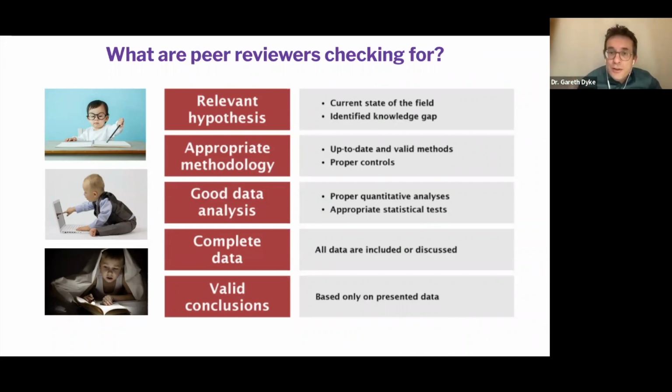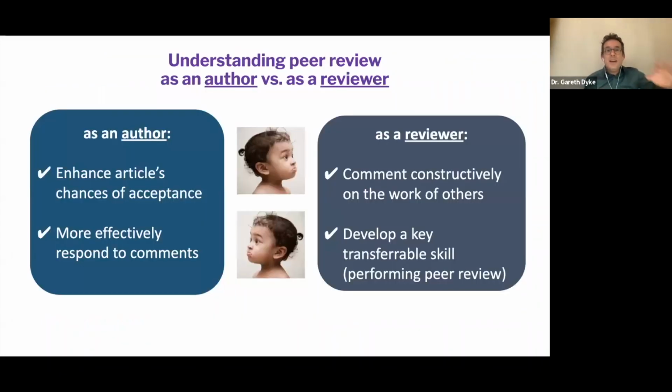Are your analyses appropriate? Are your methodologies up to date? Do you have proper controls? And are your conclusions valid? Lots of journals give peer reviewers checklists that look a little bit like this. So it's worth keeping that in mind.